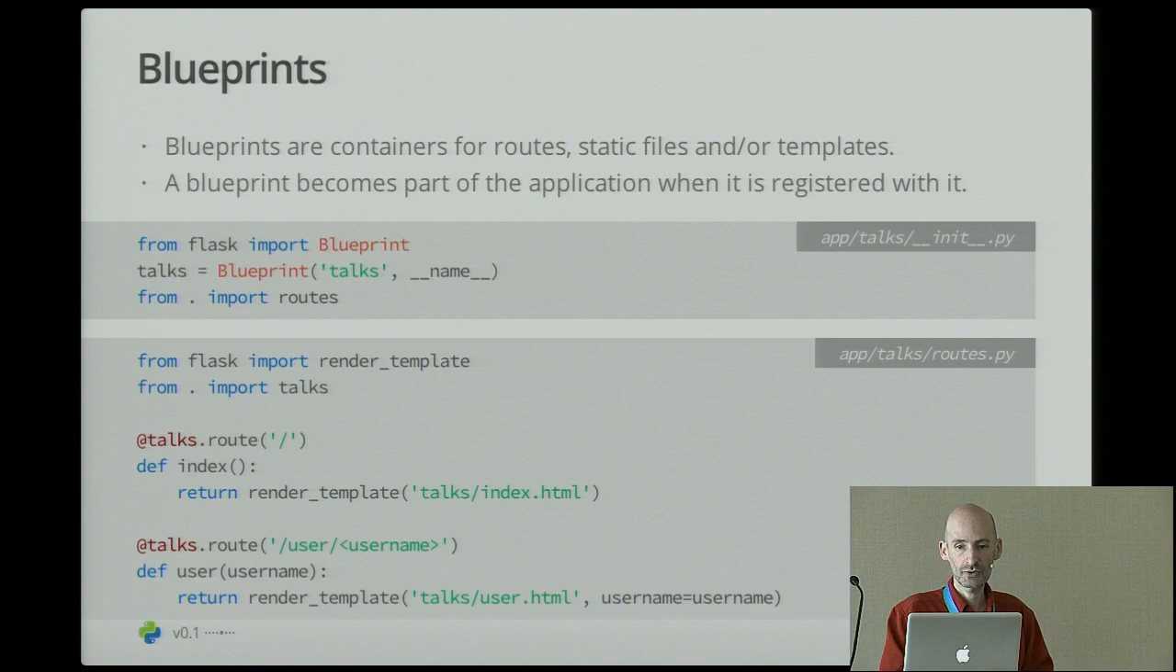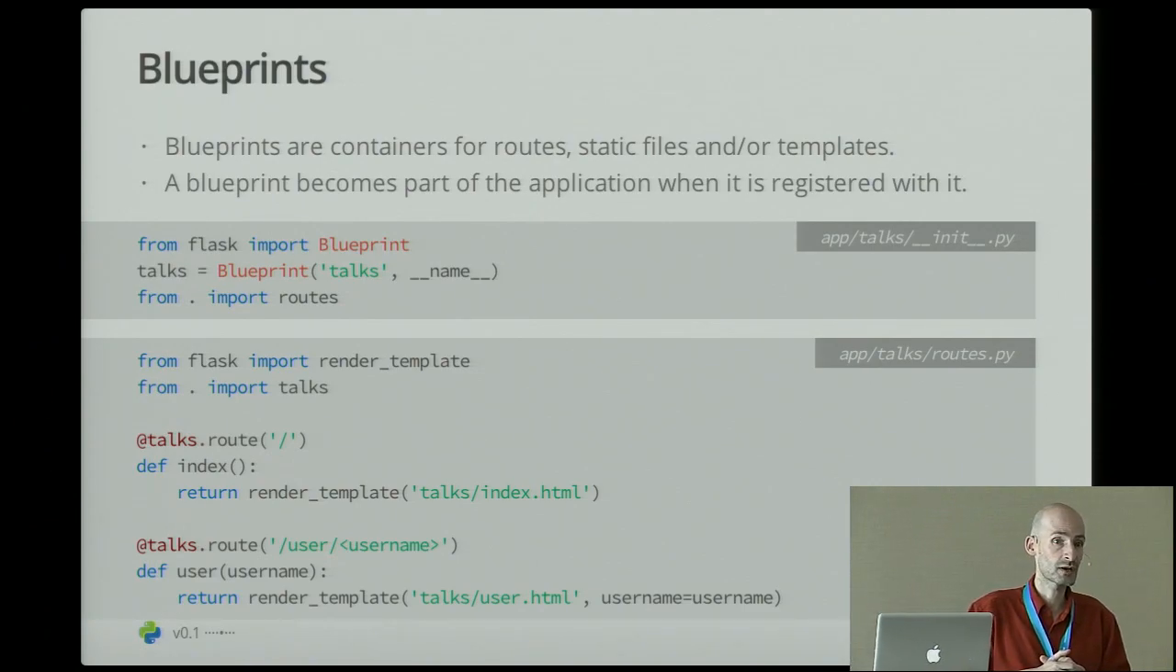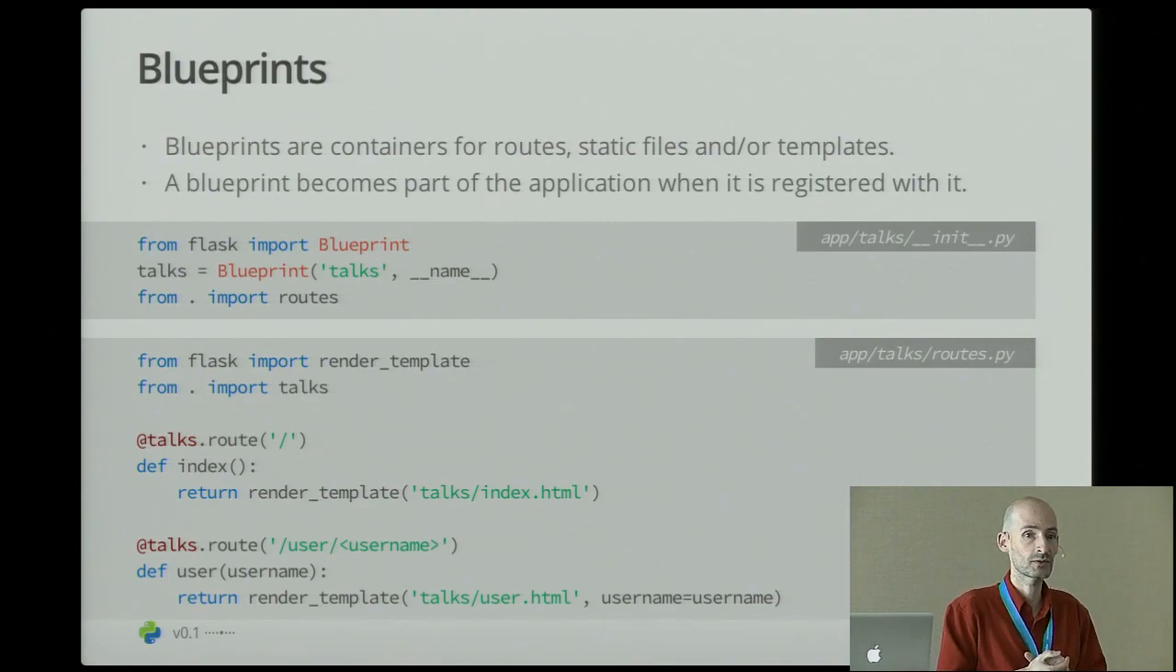In this example that I'm showing here, the bottom code section shows those two routes that I defined in the single file example, but now they are part of the blueprint. And note that the decorator now is blueprint name.route, not app.route. So I'm using my blueprint.